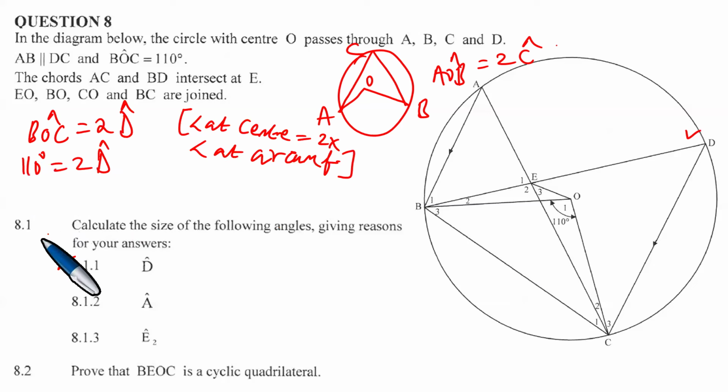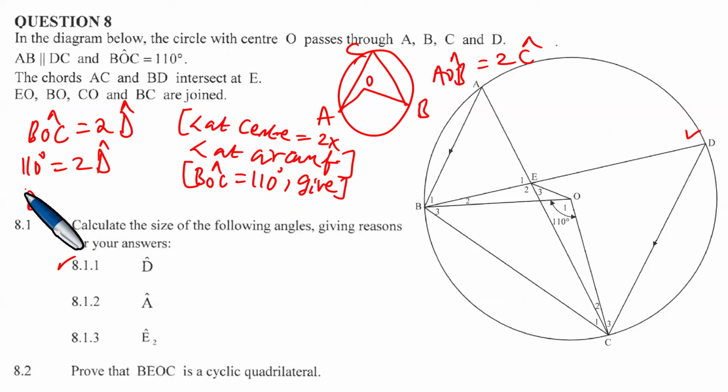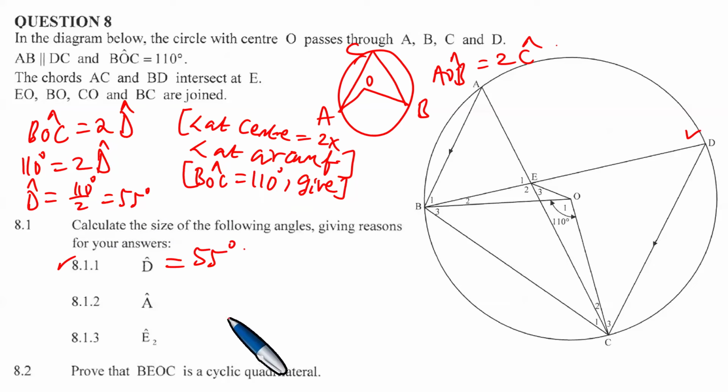per substitution. Here we can give the reason why BOC is replaced by 110 degrees. You can tell the examiner that the angle BOC is 110 degrees because it was given that way. At this point, you divide by 2, both left and right, getting 110 degrees divided by 2, and that is 55 degrees. And we're able to see that the angle D is actually equal to 55 degrees there.